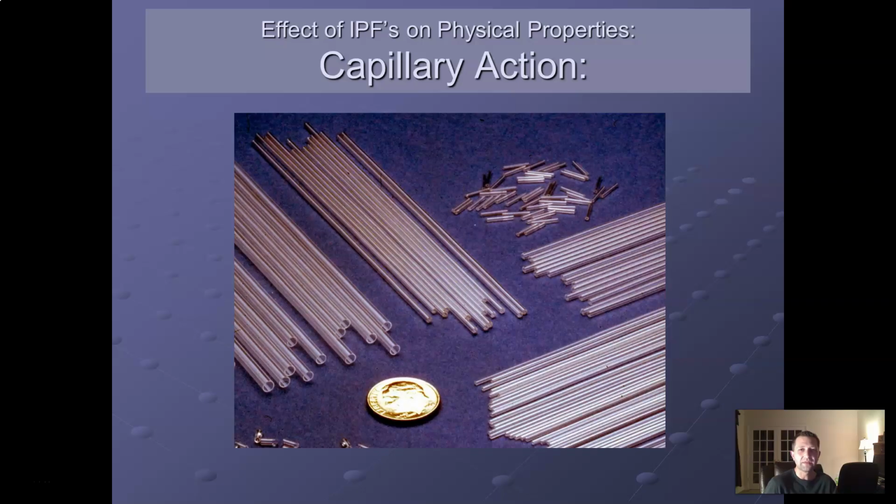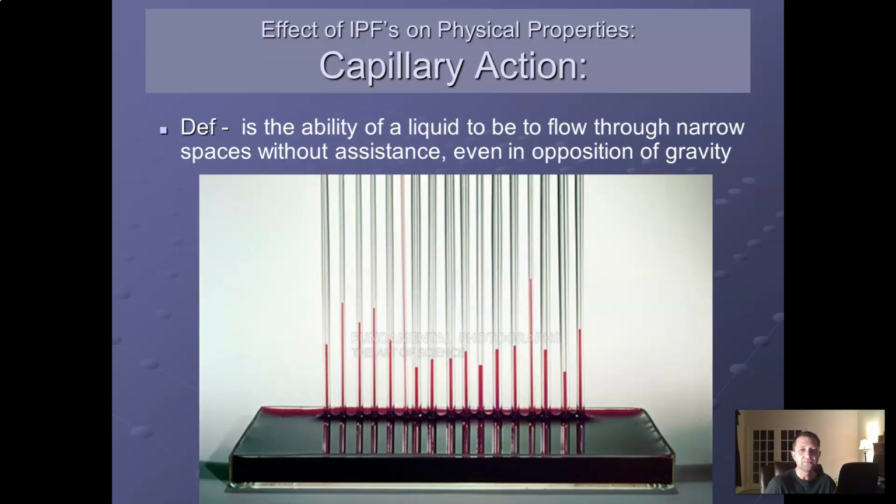Okay, capillary action is the next one, and this is the ability of a liquid to flow through a narrow space without assistance, even in opposition of gravity. So you probably talked about this in biology a little bit. You talked about plants, I'm assuming. We're not going to talk about plants very much here in AP Chem, but we could look at something like this, where you have some different glass tubing open on both ends, and you put it in this liquid. You can see the liquid moving up these tubes to various points, right? Let's take a look at how this works.